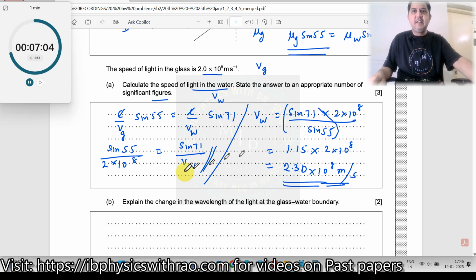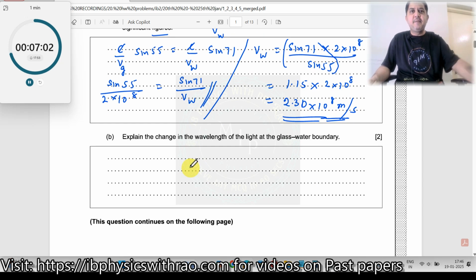Right. Next. State and explain the change in the wavelength of the light at the glass water boundary. At the glass water boundary, why is there a change in the wavelength? See, we know that whenever you are talking about waves, the only equation that is helpful for you is V is equal to F lambda. Now, when a light ray goes from a denser medium to a rarer medium, or from a rarer medium to a denser medium, what will change? Velocity will change. If velocity changes, one of them should change over here. Which one will change? Frequency will always remain constant.